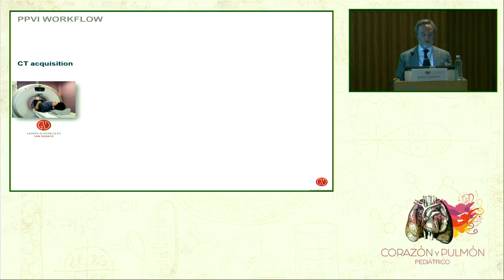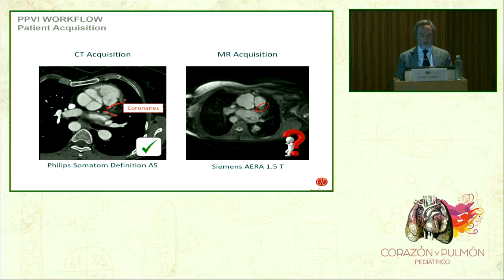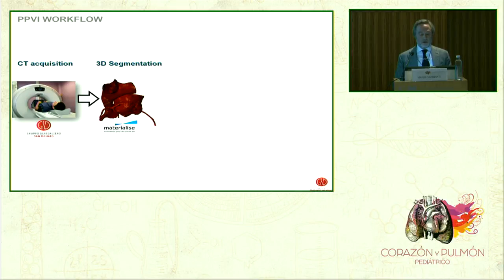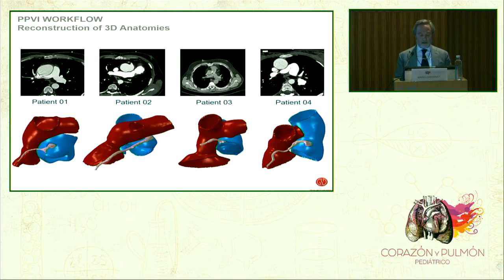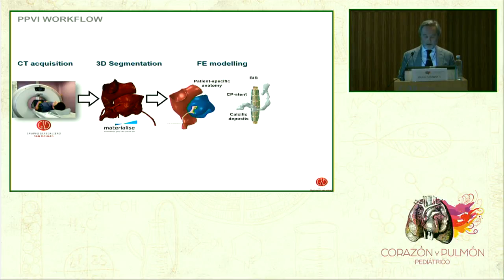The flow chart is to have a CT acquisition, particularly focused on the position of the coronaries. Then we do the 3D segmentation by using commercially available software, in our case by Materialise, a very experienced company that developed the technique of segmentation and 3D printing 20 years ago. And this is the computational reconstruction of the anatomy starting from CT, as shown here.